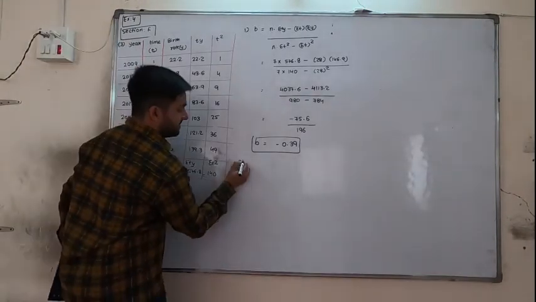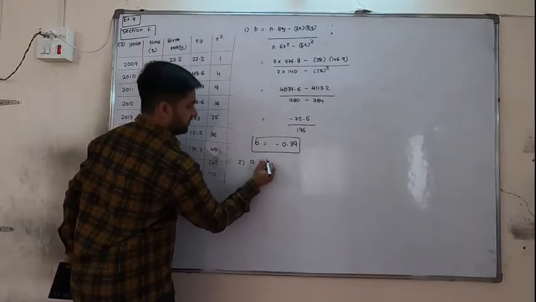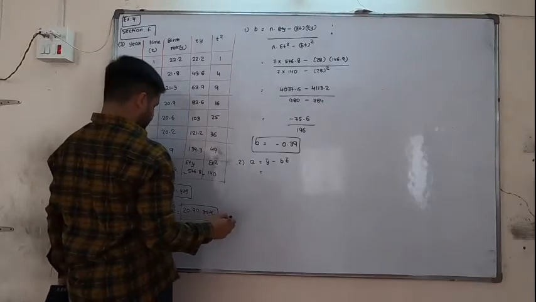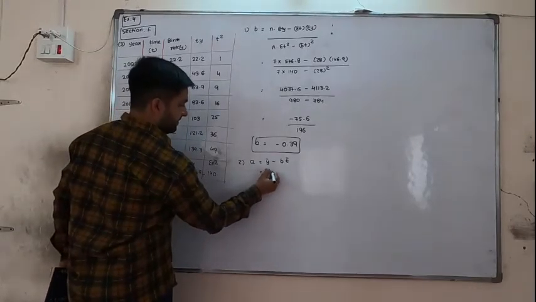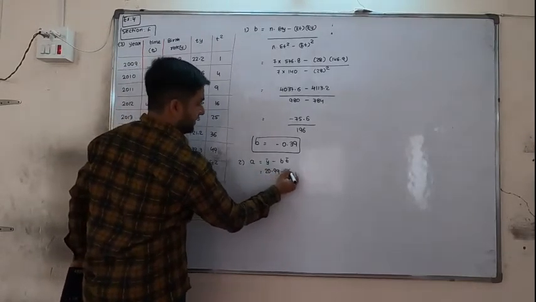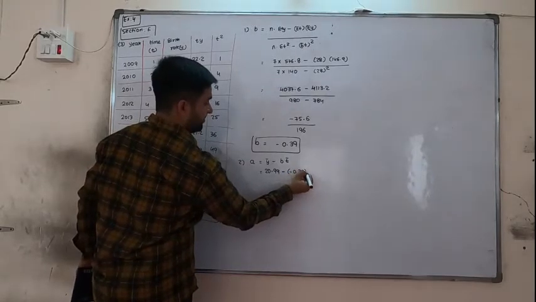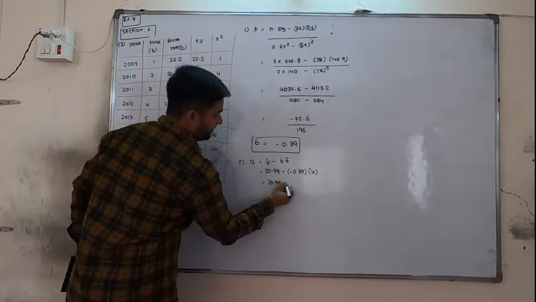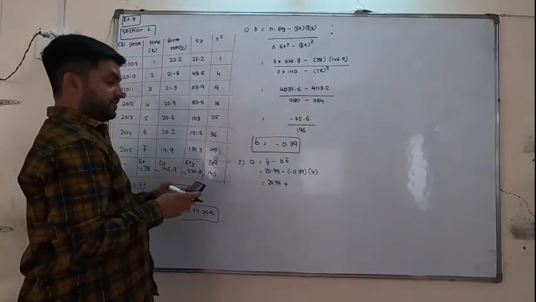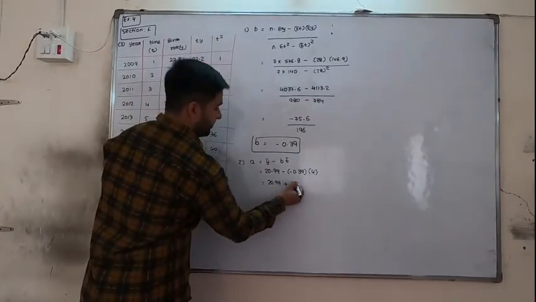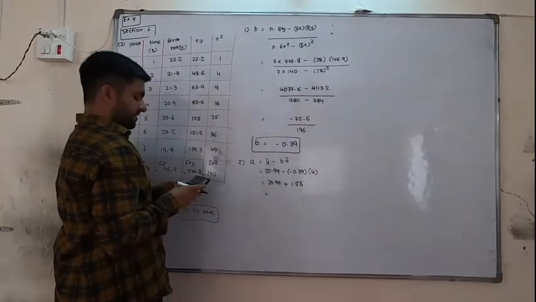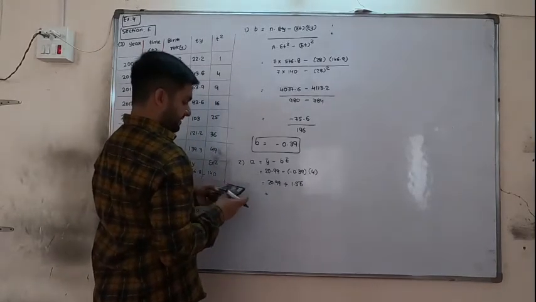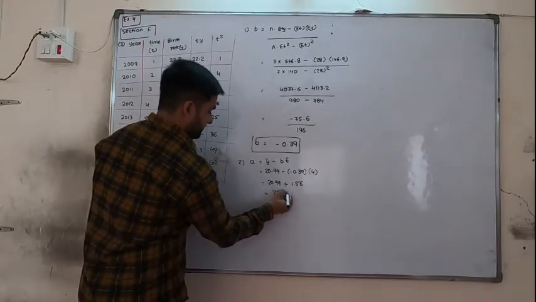Yes. Second step, A is equal to y bar minus b t bar. Y bar is 20.99, minus B which is minus 0.39, T bar is 4. So 20.99 plus 0.39 into 4, which is 1.56, plus 20.99, is 22.55.